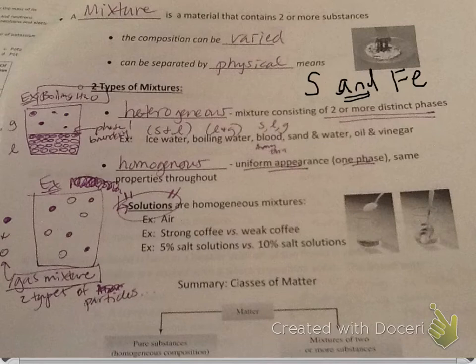We can put in a lot of sulfur and a little bit of iron. We can vary the composition, or we can put in a little bit of sulfur and a lot of iron filings. Now, how can we separate iron and sulfur? Well, in this picture, they're taking a bar magnet, and they're pulling the iron out of the sulfur using magnetic properties. A physical property of iron is that it's magnetic, and sulfur is not. So these are just examples of mixtures and how they can be separated.